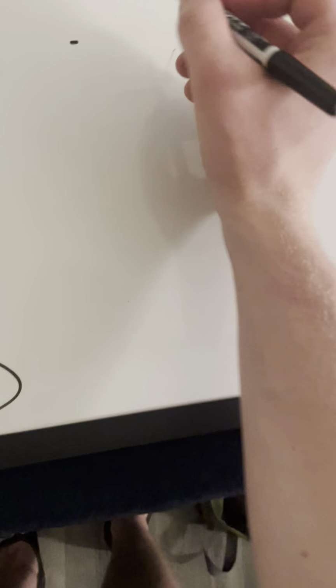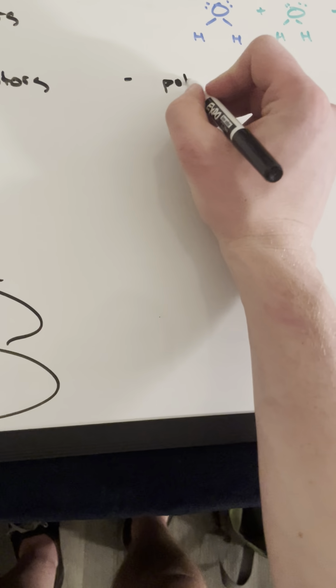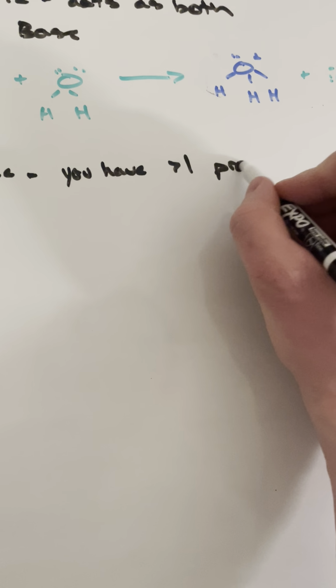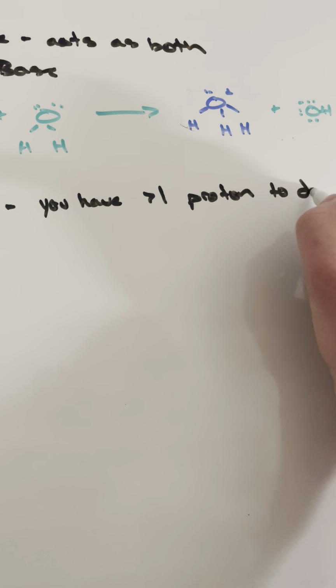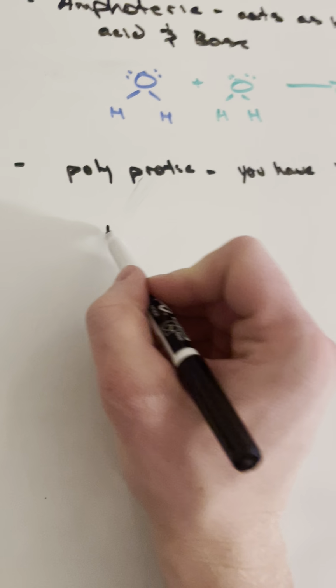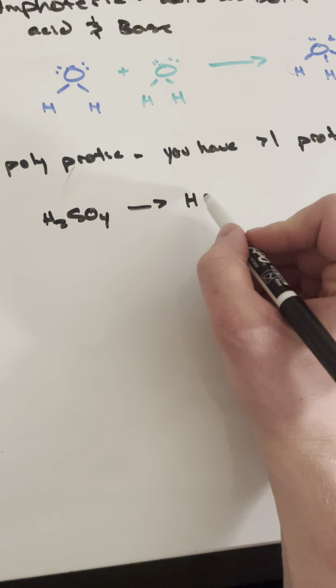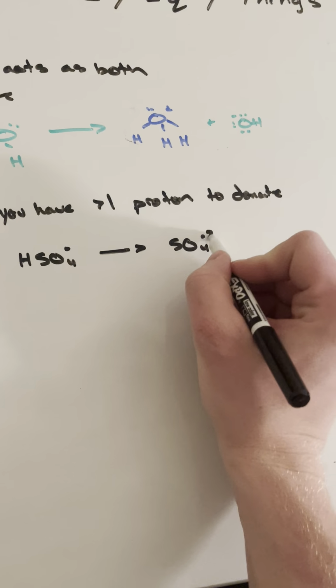Then the next one is going to be polyprotic, and that means you have more than one proton to donate. An example of this is going to be H2SO4. That's one of our strong acids. We'll get to those later. But its first dissociation brings it to HSO4 1 minus, right? Because it lost one proton. But then, under certain conditions, you can go even further to just SO4 2 minus.